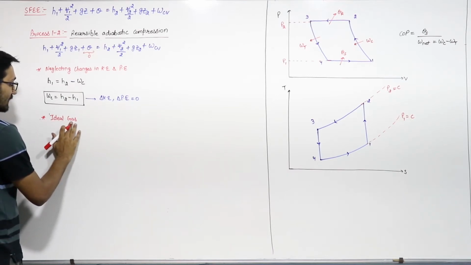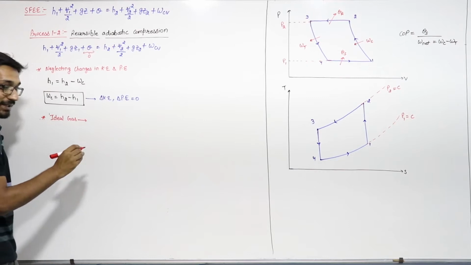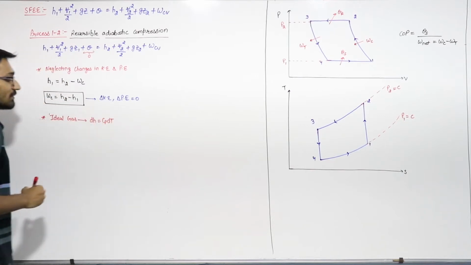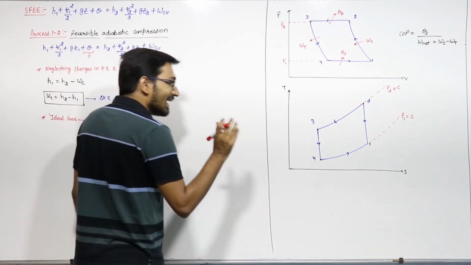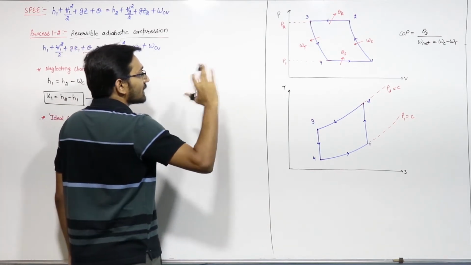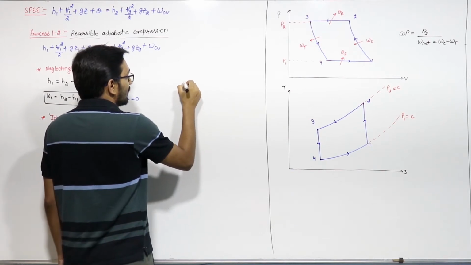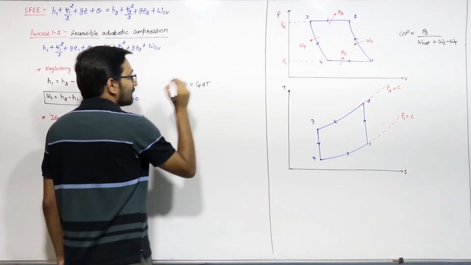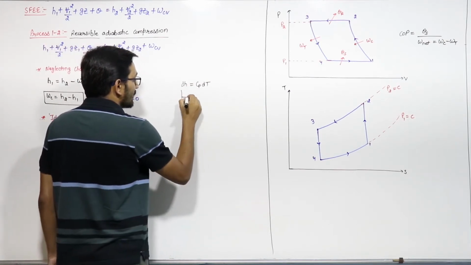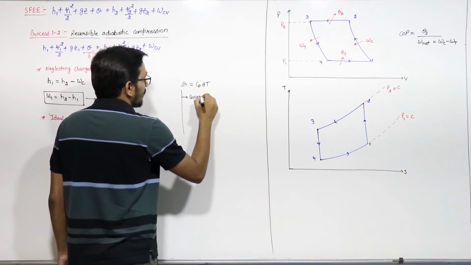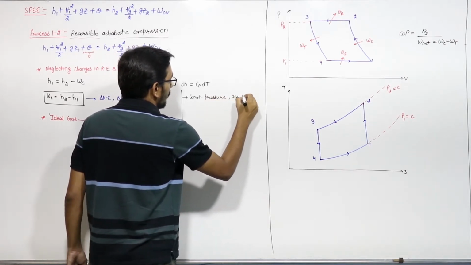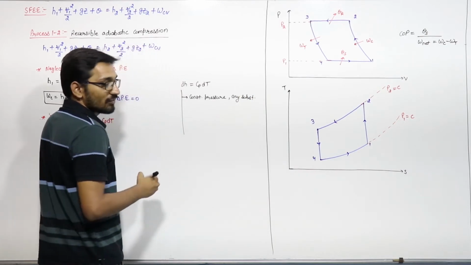For an ideal gas we know that dH will be equal to Cp dT. From the basic understanding of thermodynamics, I already gave you the explanation and the equations: dH is equal to Cp dT. To use this formula you have two conditions. One is if the process is a constant pressure process: for any substance, any gas or any fluid, you can use this formula.